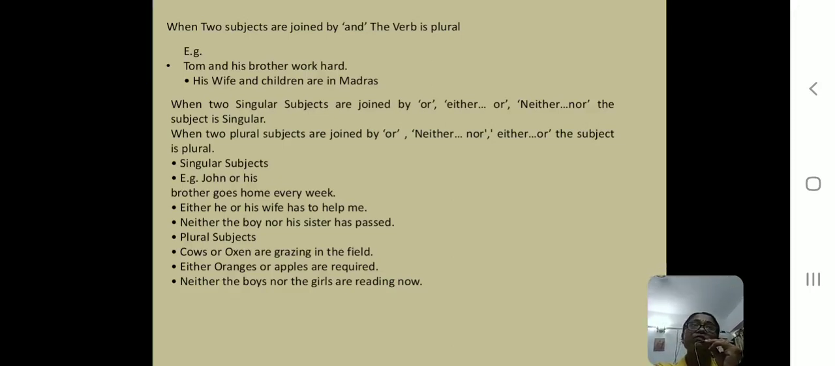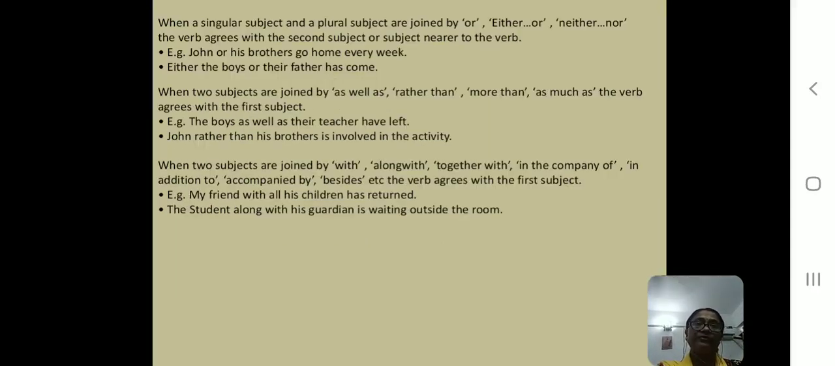Now let us see the examples of plural subjects. Cows or oxen are grazing in the field. Cows plural, oxen plural, and that's why the verb are is used here as per the rule. Either oranges or apples are required. Oranges is a plural subject, apples is a plural subject, so we have to use the plural verb here. Neither the boys nor the girls are reading now. This is another example.